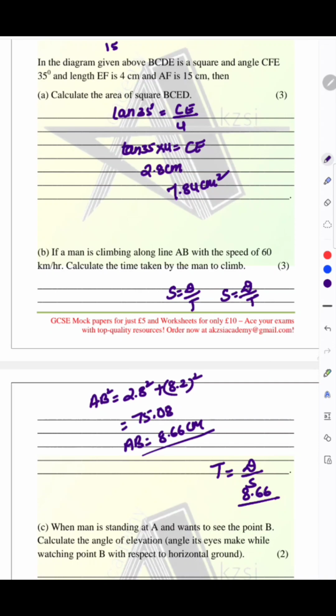That means I have to convert it into kilometers. So time is equal to, okay, so better is because the speed is 60 kilometers per hour, we can convert the distance into kilometers. So 8.66, and we know there are in total 1000 centimeters, so dividing by 1000, and speed is 60.